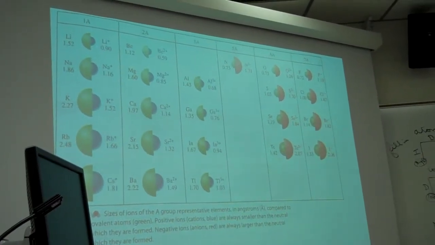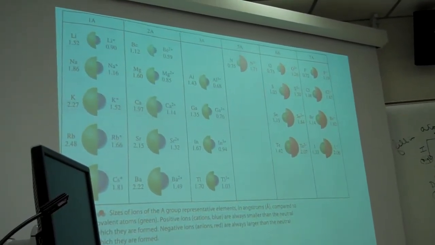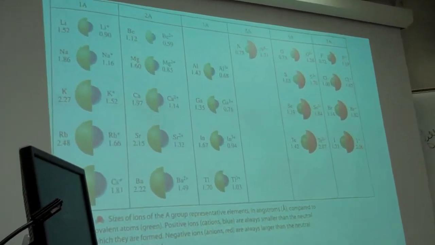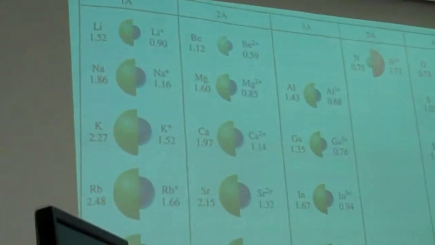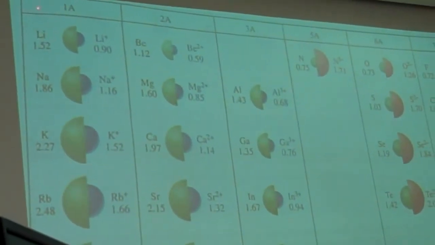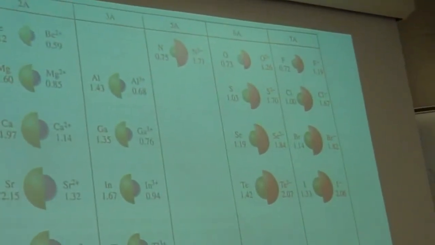This just has some of the representative elements. Remember, representatives are 1A through 7A. Why do we use the representatives so much? Because they're so predictable. And so we have the 1A through the 7A.